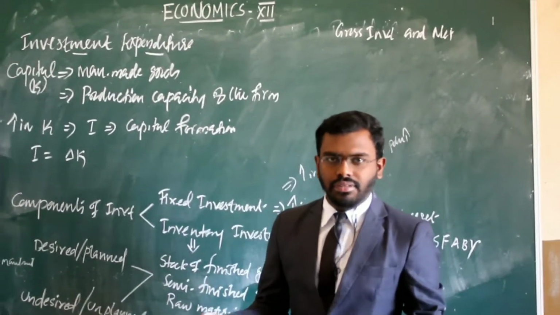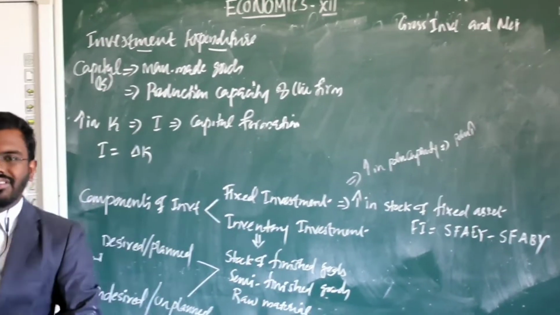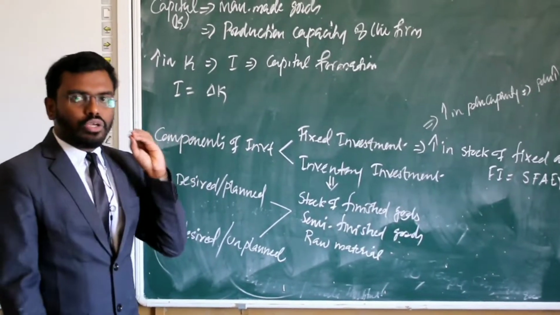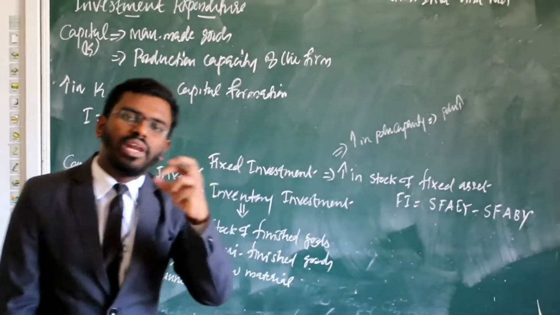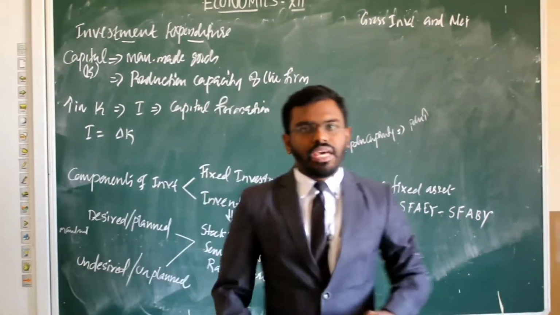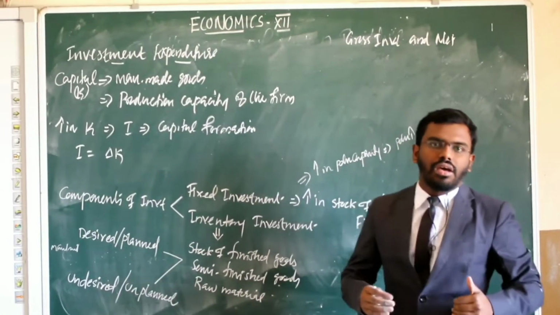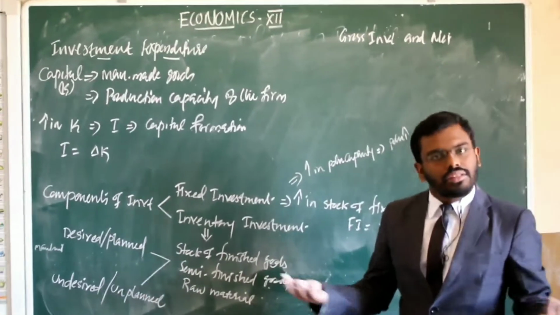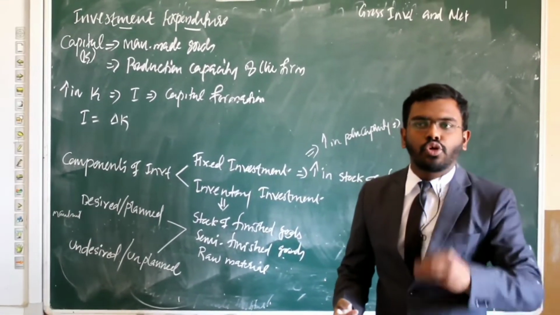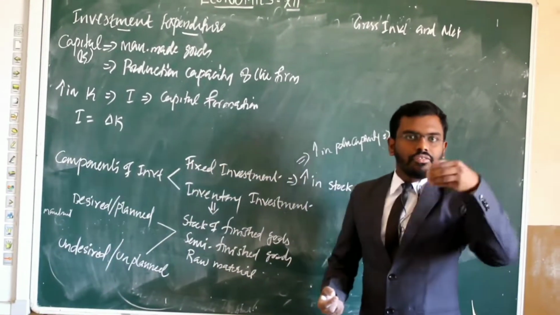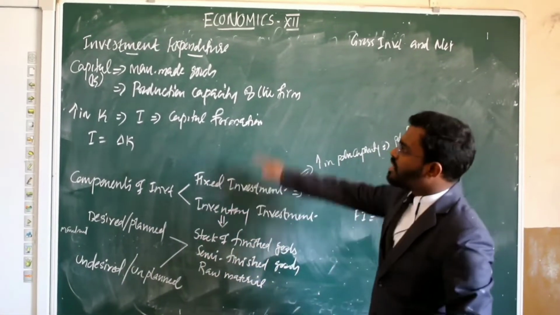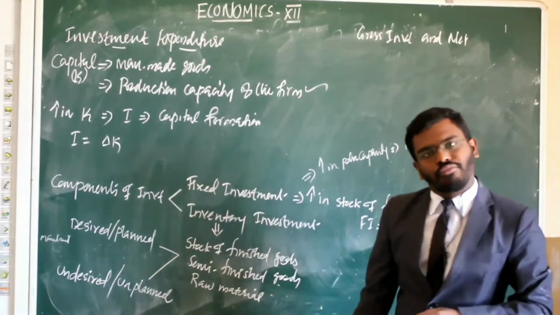So what is capital? In economics, letter K is used to denote capital. Capital is a man-made good used in the process of production. Normally this capital shows the production capacity of the firm. If a producer has a higher amount of capital, then definitely he can produce more output. So a higher level of capital shows a higher level of production capacity, whereas a lower level of capital shows a lower level of production capacity.